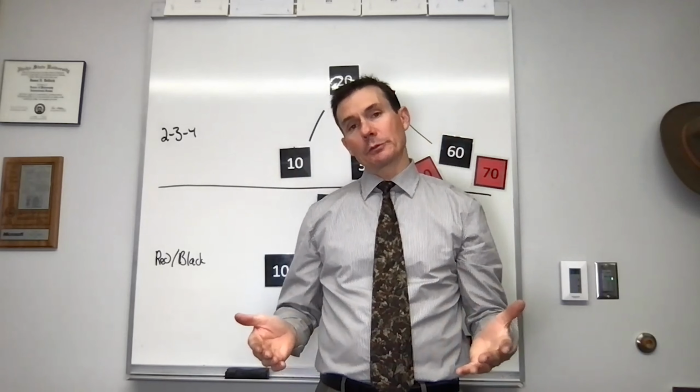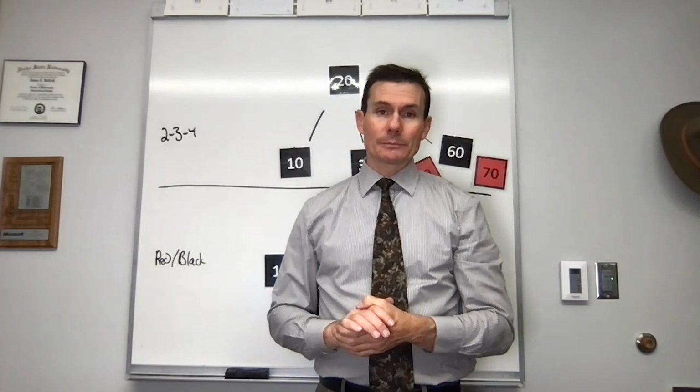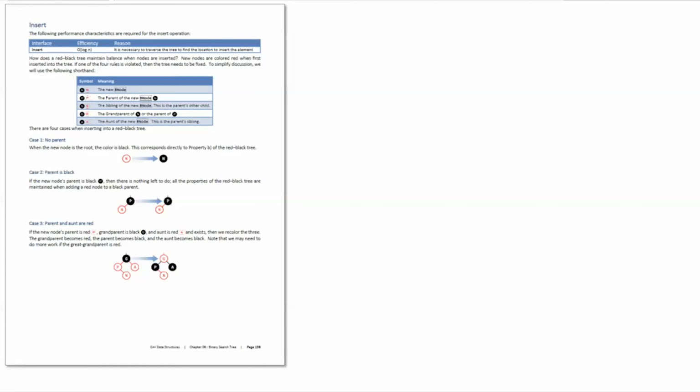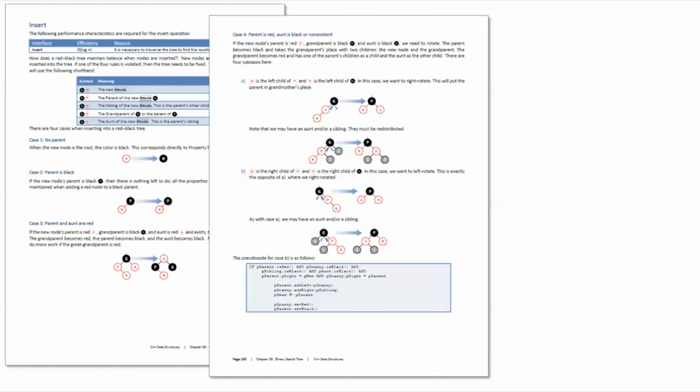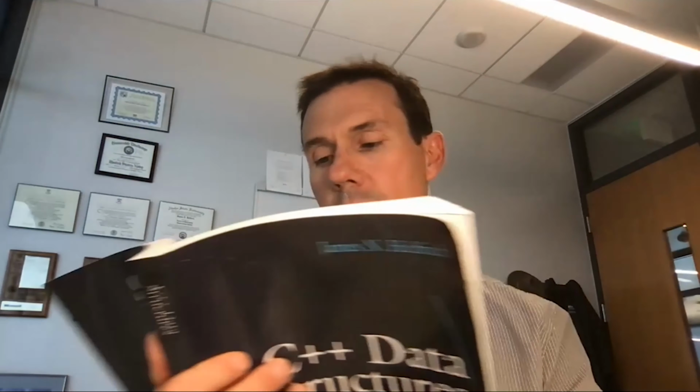Most people think of the 2, 3, 4 as a little more intuitive, but the red-black allows us to implement it in the code. You can learn more about red-black balancing in the Insert section of the Binary Search Tree chapter of the Software Design textbook.